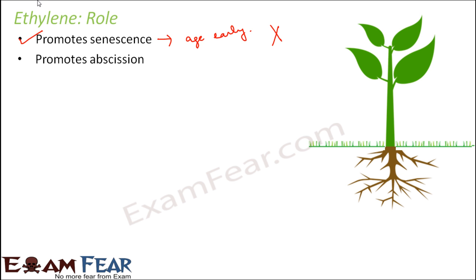It also promotes abscission. That means abscission is the shedding of leaves and fruits. So it is making the plants lose important parts, and that is also against growth promotion. It helps in fruit ripening, so that is fair enough. It helps the fruit to get ripened quickly, and during this it increases the respiration rate of the plant.